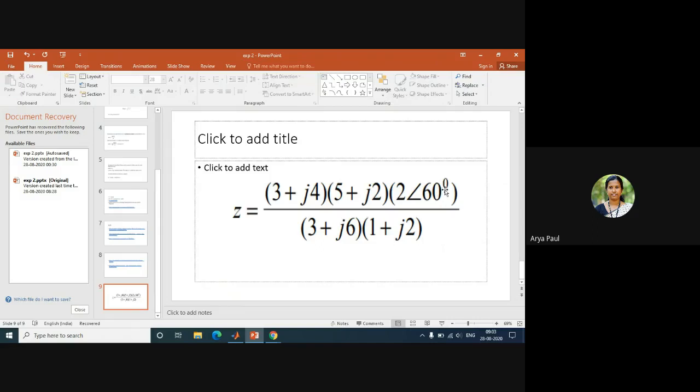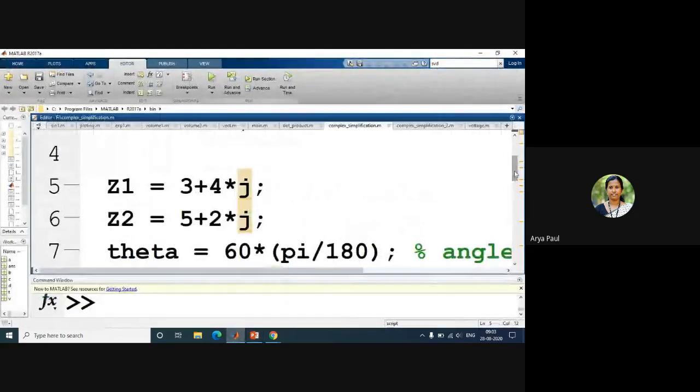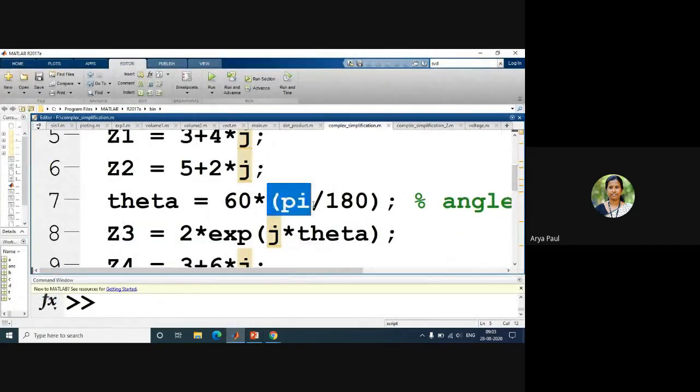We need to convert this 60 degrees into radians. How can you convert degrees into radians? You multiply by pi by 180. If you want to convert radians into degrees, you multiply by 180 by pi. Once again, to convert degrees into radians, you multiply by pi by 180; to convert radians into degrees, you multiply by 180 by pi.